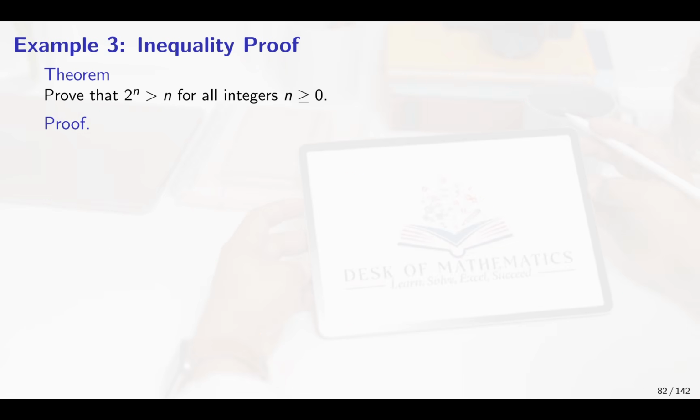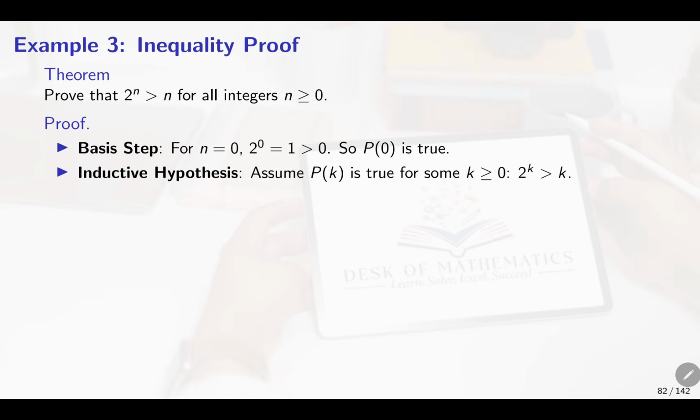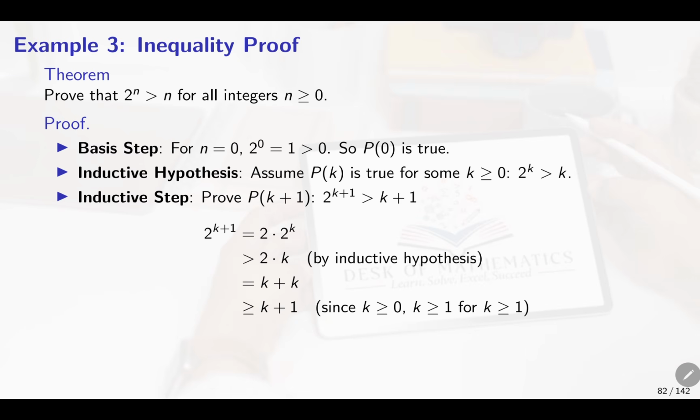Okay, now you have to prove 2 raised to the power n is greater than n, like this. What will you do? The basic step, n is greater than or equal to 0. So the initial value is 0, and 2 raised to the power 0 is 1, which is greater than or equal to n, which is 0. Okay, now the inductive hypothesis. Suppose that 2 raised to the power k is greater than k. Now you have to prove that 2 raised to the power k plus 1 is greater than k plus 1.